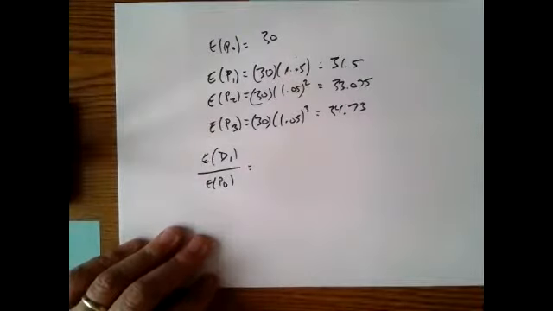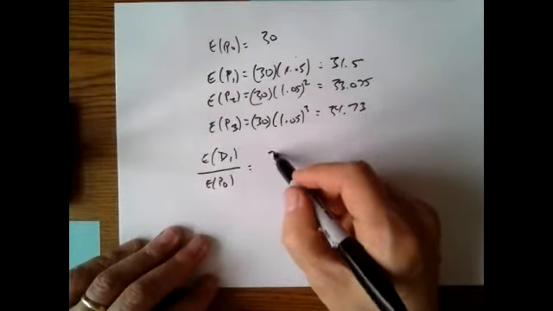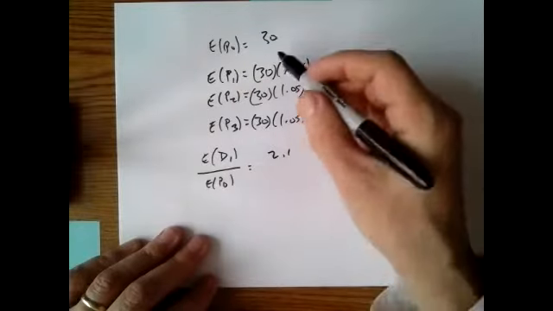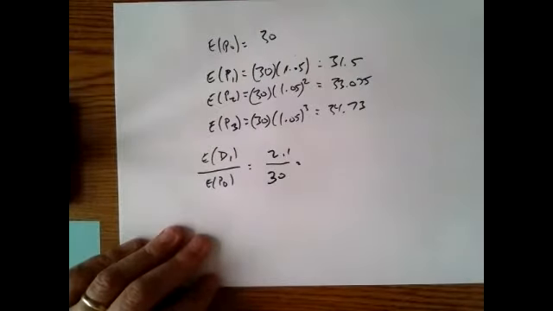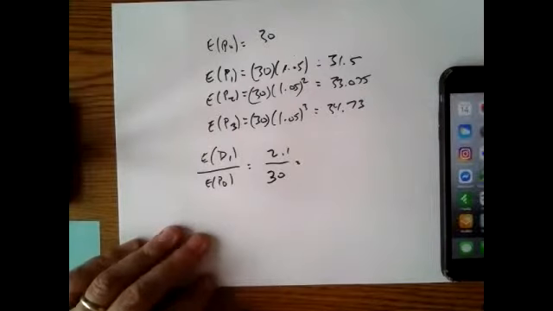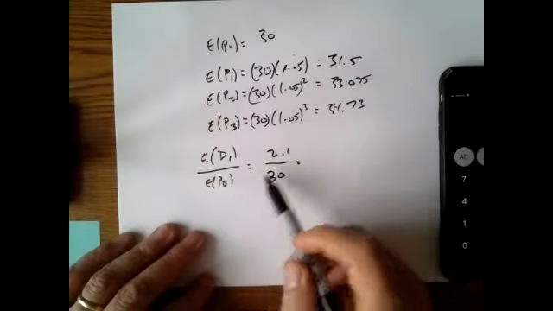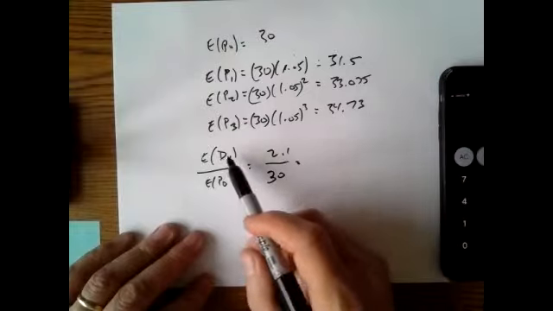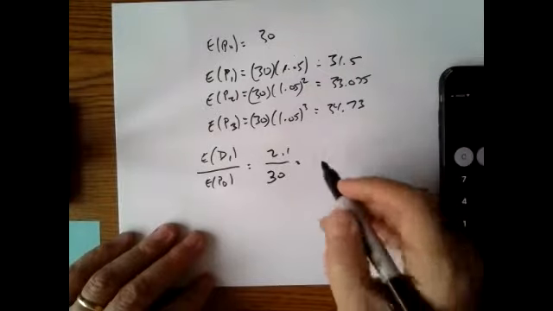So expected dividend one would be 2.1, right? Because that was 2 times 1.05. So that would be 2.1 divided by 30, right? We have EP0 of 30. To get the dividend yield, the price always trails the dividend, right? So we have 2.1 divided by 30, that's 0.07.